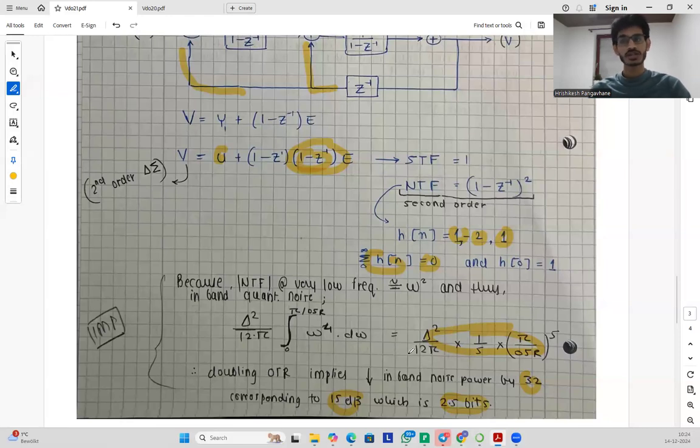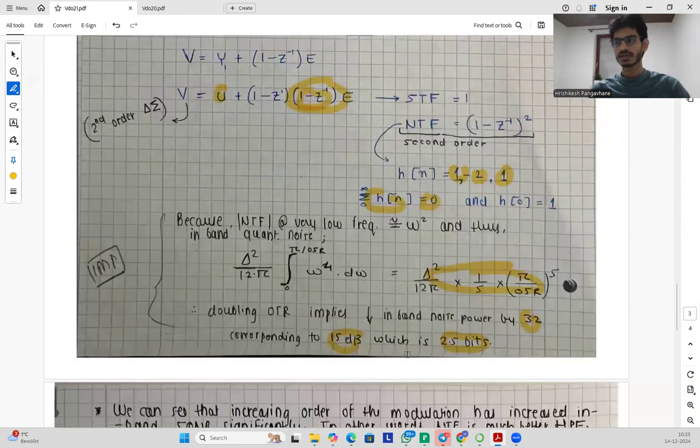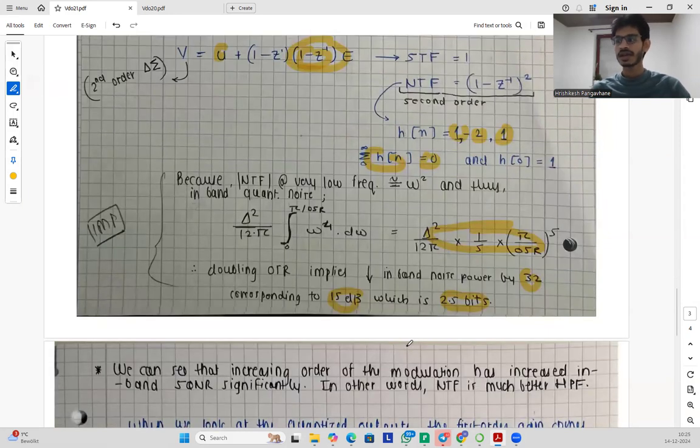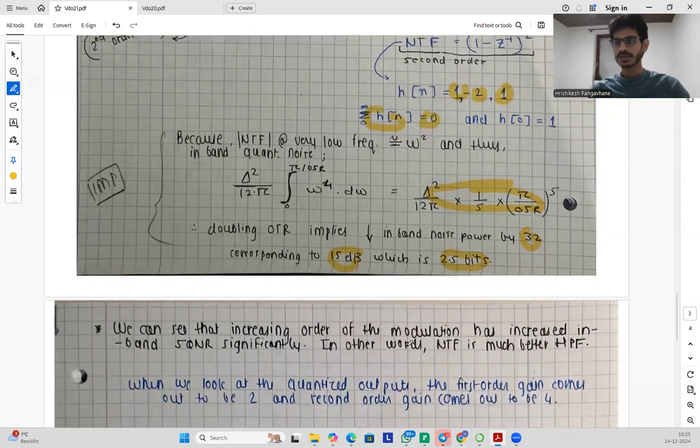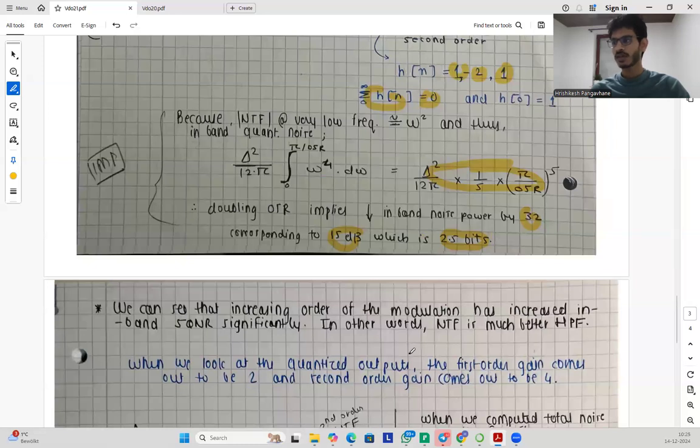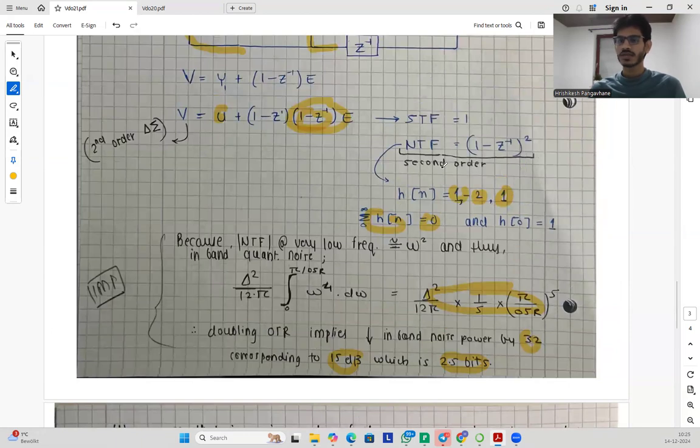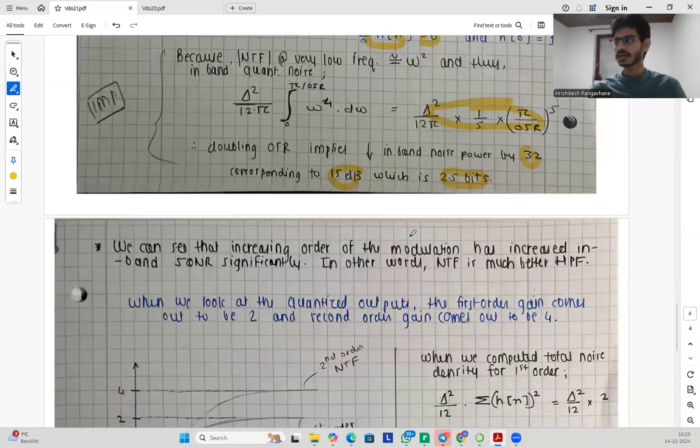So shifting from first order to second order sigma delta really is helpful, because earlier we were getting an increment of 1.5 bits, but now we have an increment of 2.5 bits. So we can see the increasing order of modulation has increased the in-band signal to quantization noise ratio significantly. In other words, NTF is now a much better high pass filter, because NTF is second order, whereas it was first order in first order delta sigma. As we move to higher orders, the filter gets closer and closer to ideal behavior.